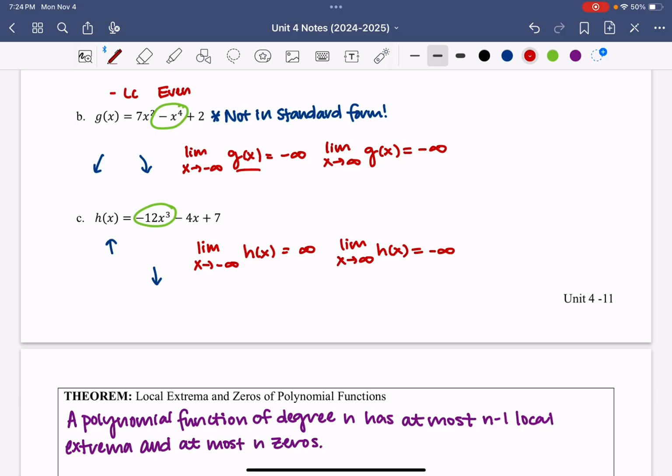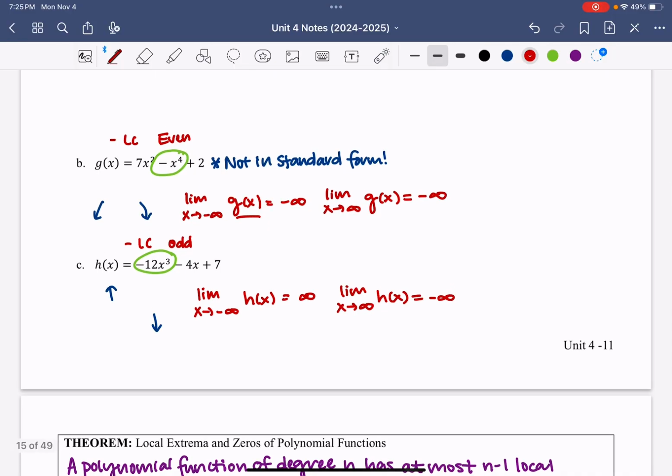For c, h of x's leading term was negative 12x cubed, so I had a negative leading coefficient, and I had an odd function, so I knew that to the left we were going to rise, and then to the right we were going to fall. So the limit as x approaches negative infinity of h of x was going to be equal to positive infinity because it points up. And the limit as x approaches positive infinity of h of x is equal to negative infinity. It points down.